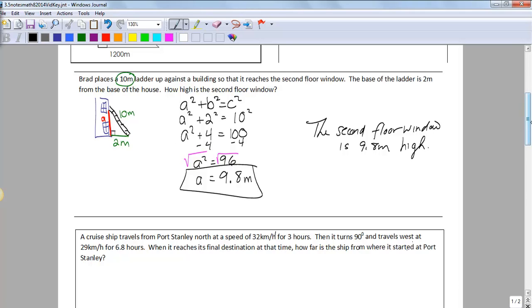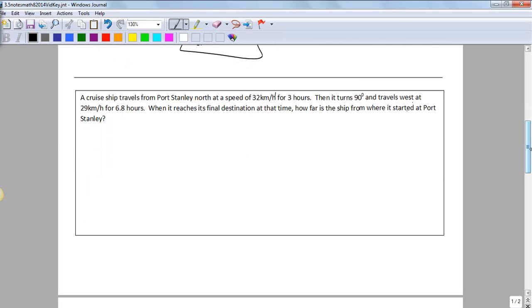Hopefully that's okay. Let's try the last one here. Okay, again, no picture. You're going to have to do your own. We got a cruise ship, right? It travels from Port Stanley north. So just in case you're ever wondering, you can always ask which way is north.